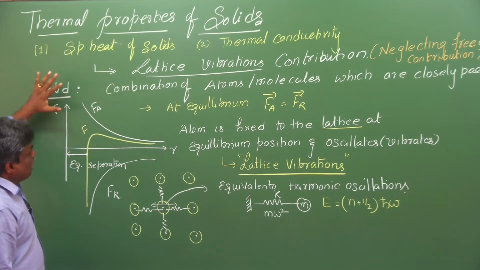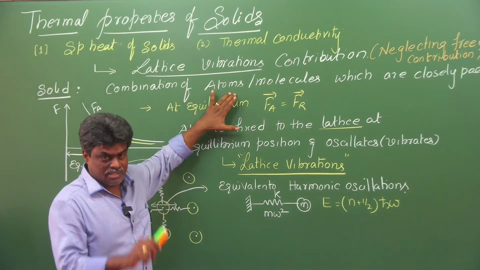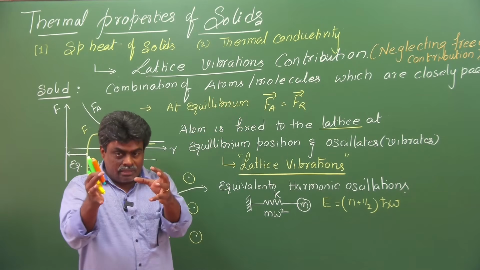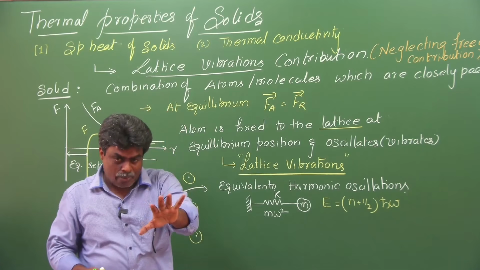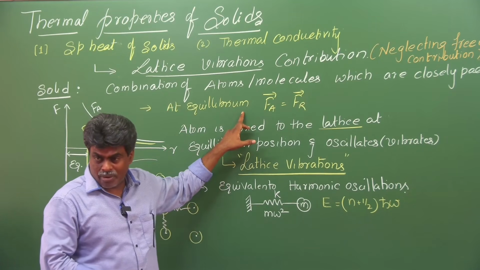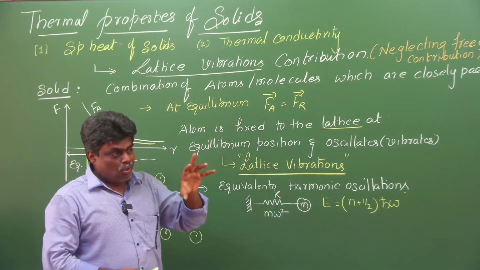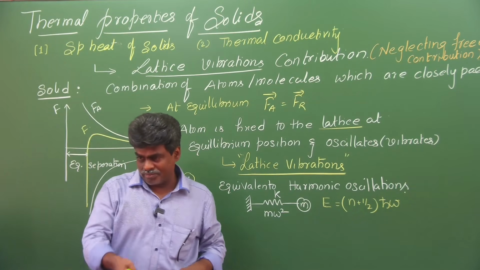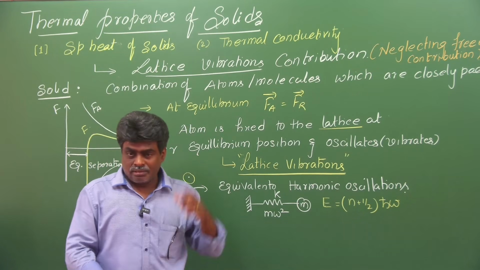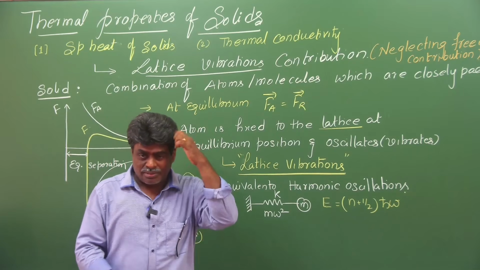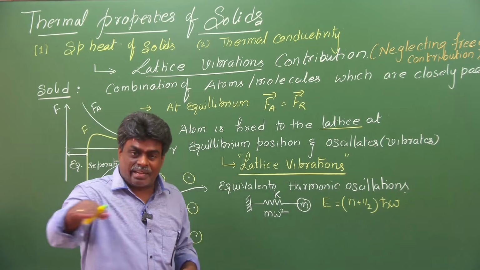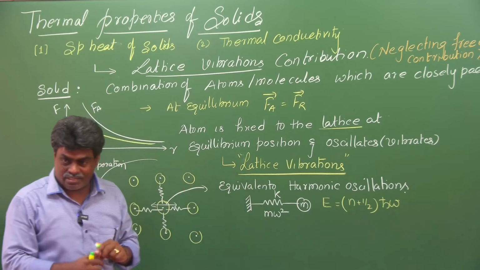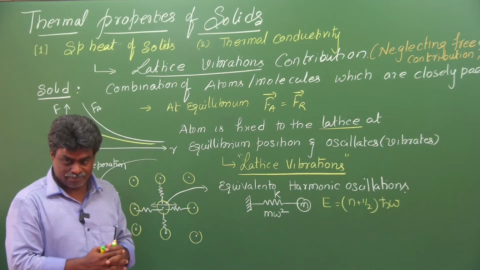First I explained how the solid is formed. Earlier also we discussed in the first class. All the atoms are coming close together. At a particular point they stop. That point is nothing but the equilibrium point. So all atoms are fixed at the equilibrium point. Now you are in equilibrium, but you will oscillate about your mean position. Those oscillations are called lattice vibrations.